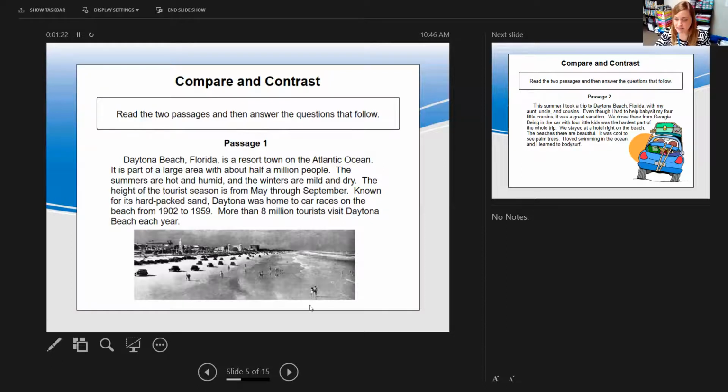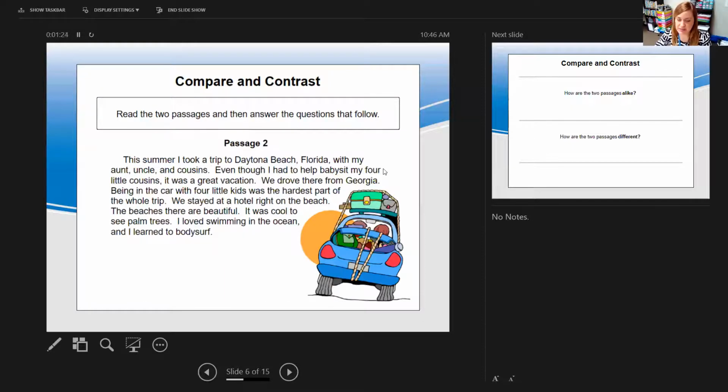Okay, and then the next one says, this summer I took a trip to Daytona Beach, Florida with my aunt, uncle, and cousins. Even though I had to help babysit my 4 little cousins, it was a great vacation. We drove there from Georgia. Being in the car with 4 little kids was the hardest part of the whole trip. We stayed in a hotel right on the beach. The beaches are beautiful. It was cool to see the palm trees. I love swimming in the ocean. I learned to body surf.